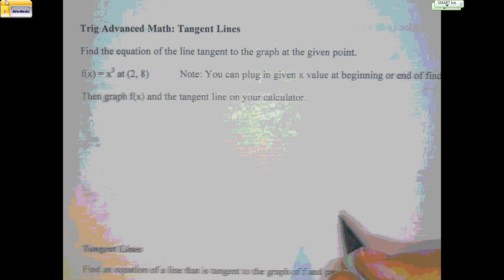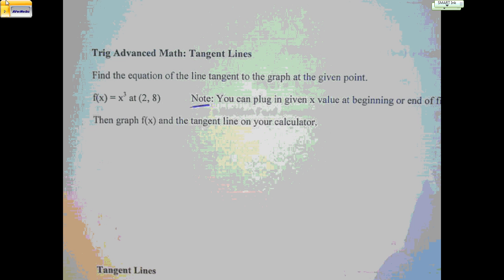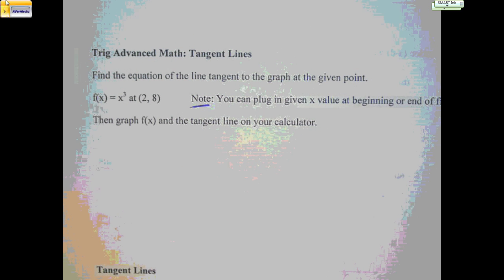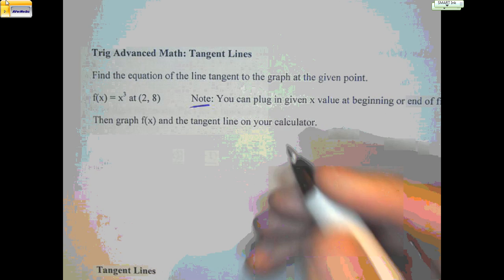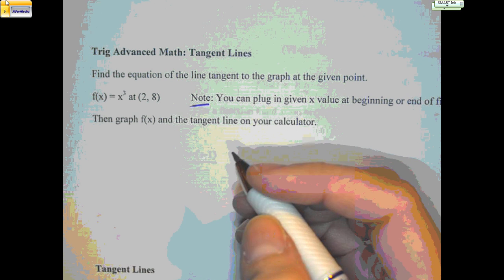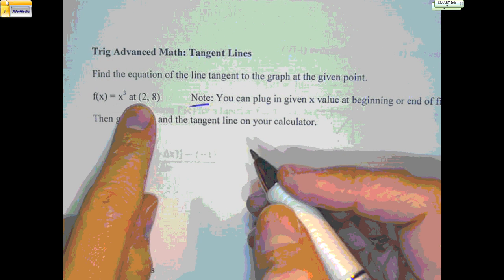I do want you to take notice of this little guy right here. You can plug in the given x value, this 2. You can plug that in at the beginning or at the end of finding the derivative. We've been doing it at the end, mostly because I want to make sure you understand what you're finding, that you're not finding an equation of a line, you're finding a formula for finding a slope of a tangent line. But in your textbook, and I don't know how many of you guys actually go through and read the explanation in your textbook, but if you do, they take the 2 and they plug it in from the very beginning. And that's fine, you can do that as well.